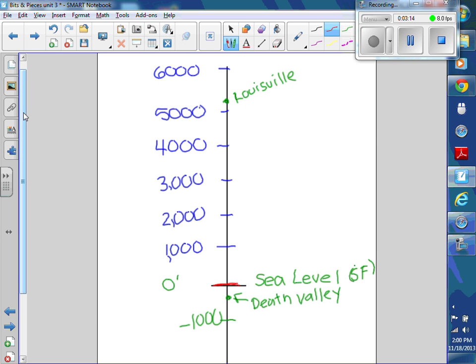So when we talk about below sea level, we talk about negative numbers. Our altitude is positive, but some altitudes are negative. Below sea level, Death Valley is like negative 200 and something feet below sea level.